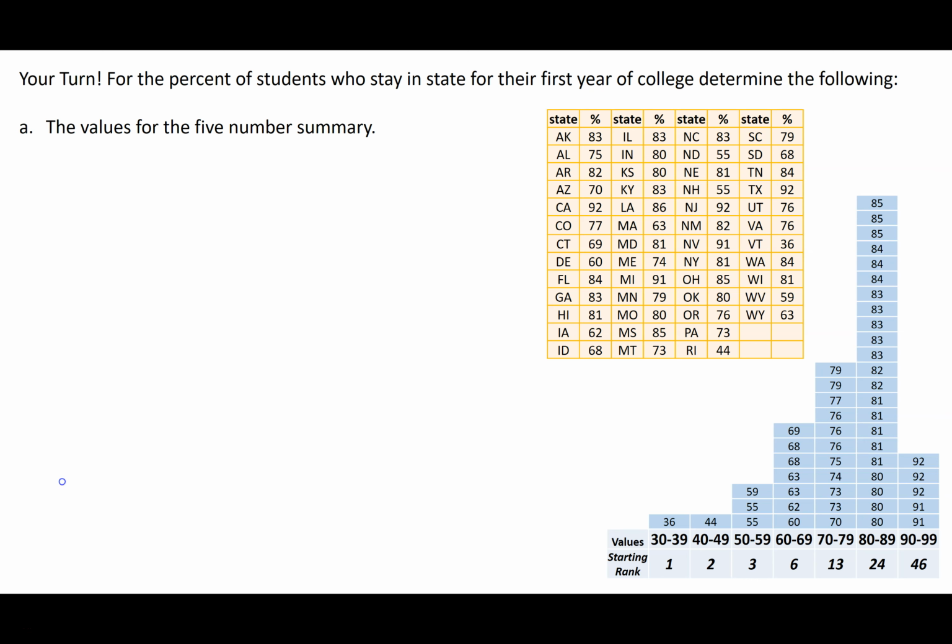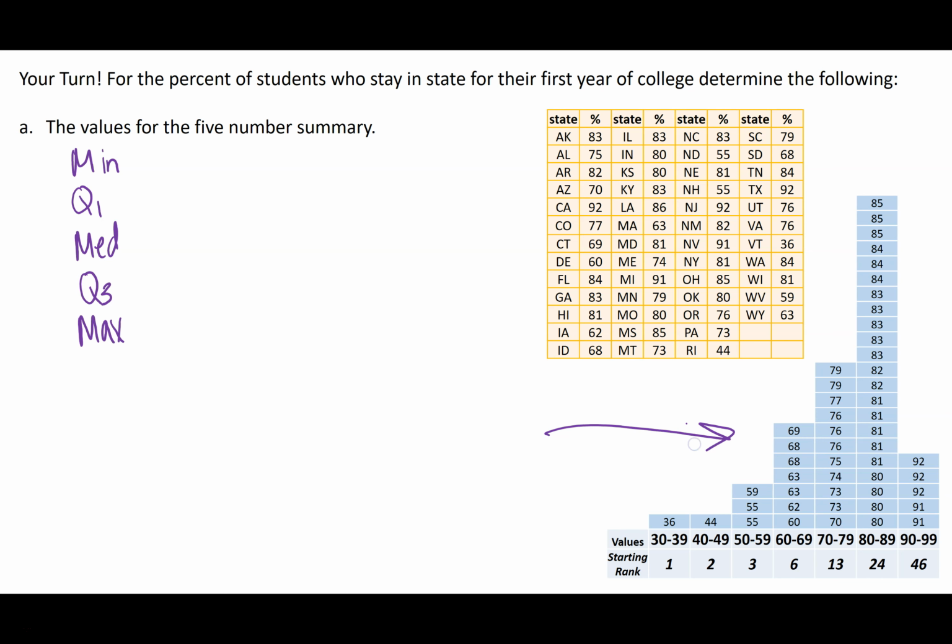Okay, so our Your Turn example, we're going to look at the percent of students that stay in state for their first year of college data set. We're going to find the 5-number summary as well as calculate the cutoffs for outliers and look at the box plot. So the 5-number summary, just a reminder, looks at the min, Q1, the median, Q3, and the max.